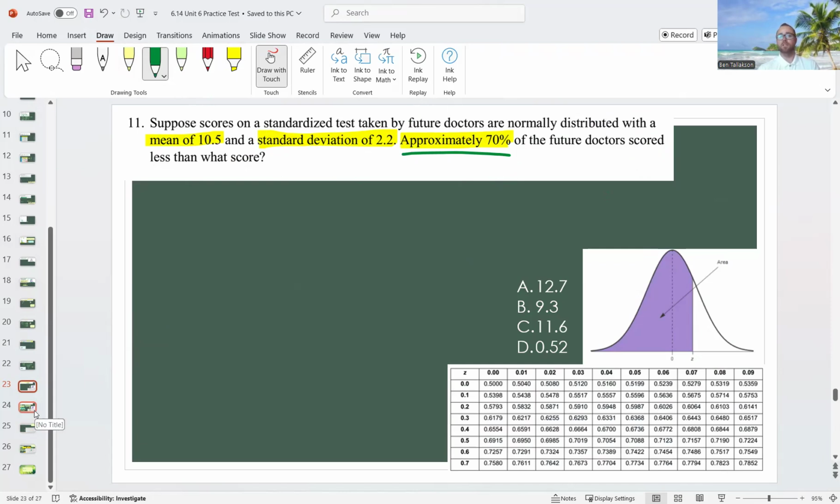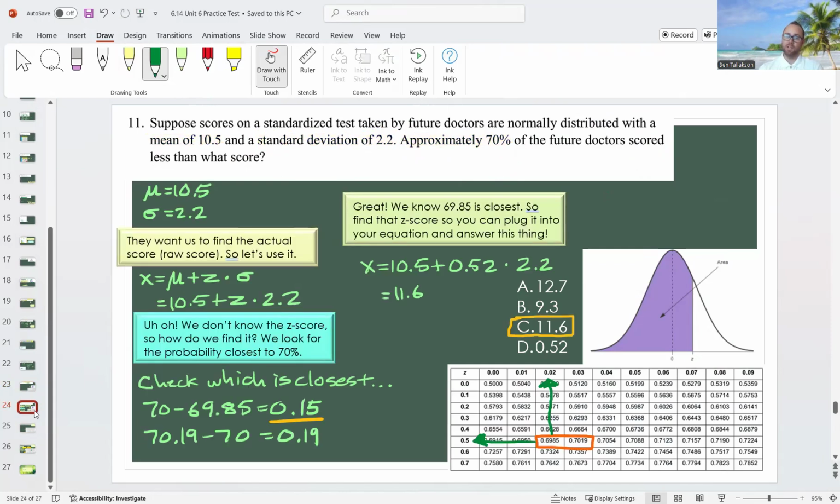And the answer is C. Hopefully you got C. If not, that's okay. You can practice and learn it better right now. Okay, I started with what I know, right? They told us the mean and the standard deviation. There they are. So I'm going to highlight those. Mean, standard deviation, those are taken care of right away.